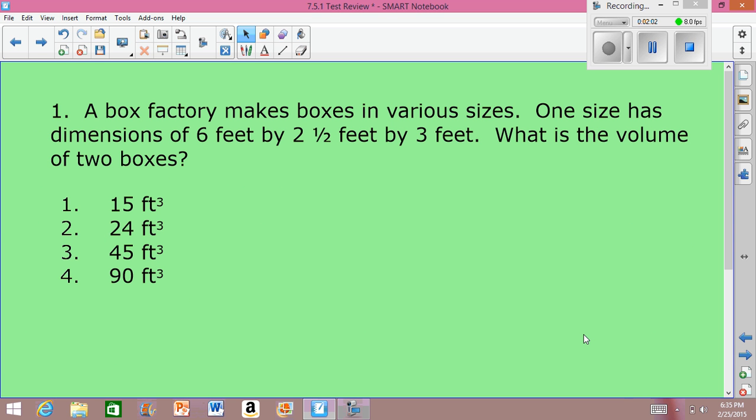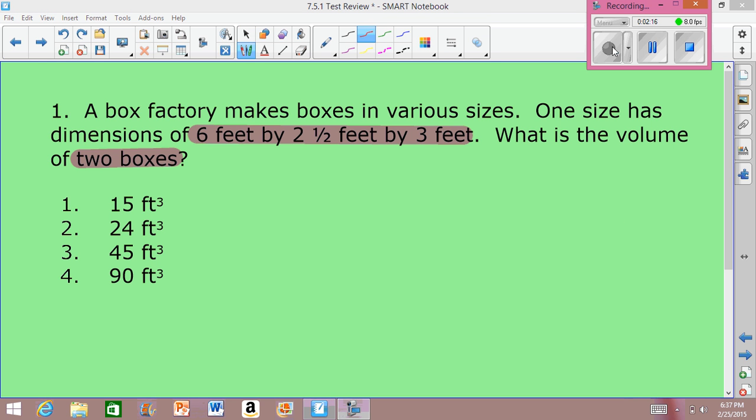It says a box factory makes boxes in various sizes. One size has the dimensions of 6 feet by 2.5 feet by 3 feet. What is the volume of 2 boxes? All right, there is some very important information in this problem. It's a box, and we have the dimensions 6 feet by 2.5 feet by 3 feet. And then the other part says 2 boxes. So I don't want to find the volume of just 1 box. I need to know the volume of 2 boxes.